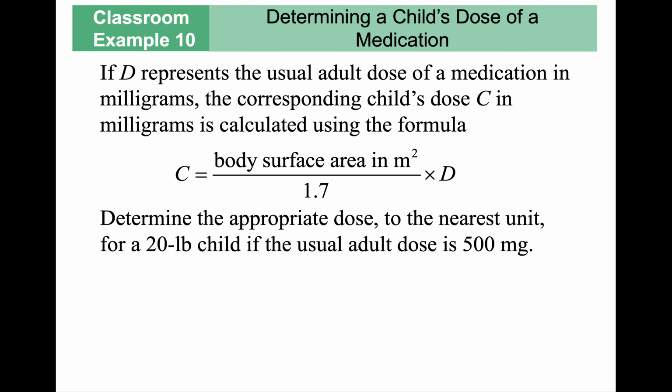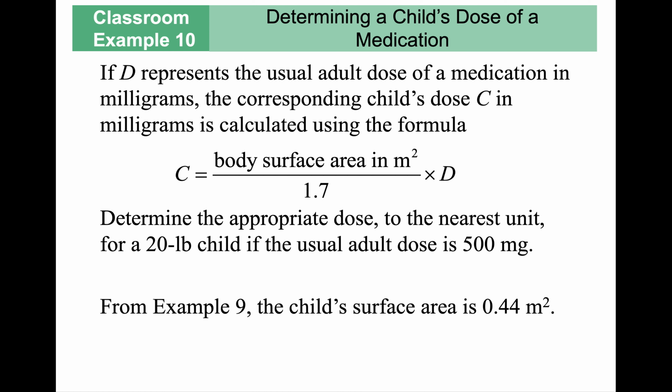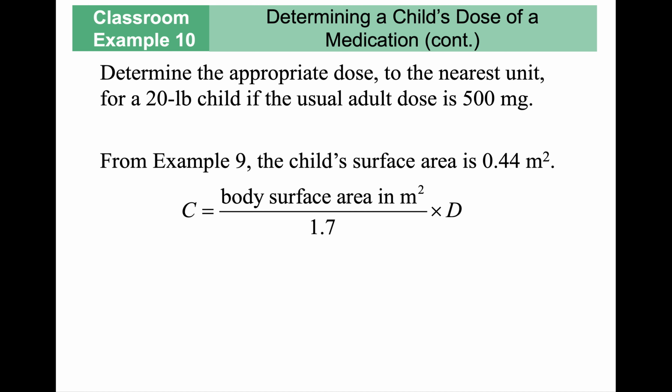Here is another example of a formula. They are giving me this formula, and in the information, we're still using a 20-pound child if the usual adult dose is 500 milligrams. So what does 500 milligrams go to? That is my value for D. We're going to use the value from the previous problem for the surface area, and plug in D. So I'm going to get 0.44 divided by 1.7 times 500.